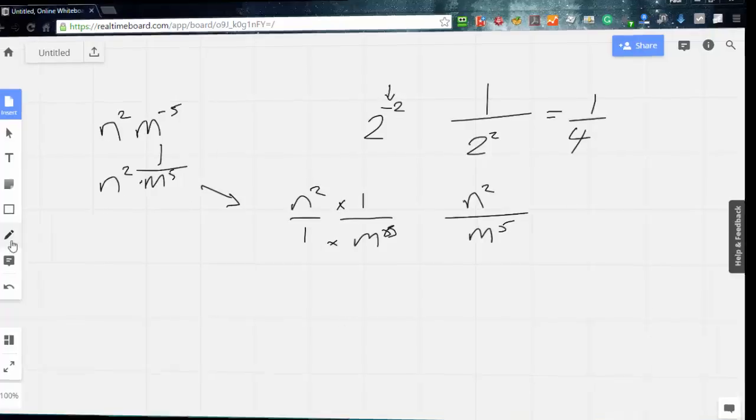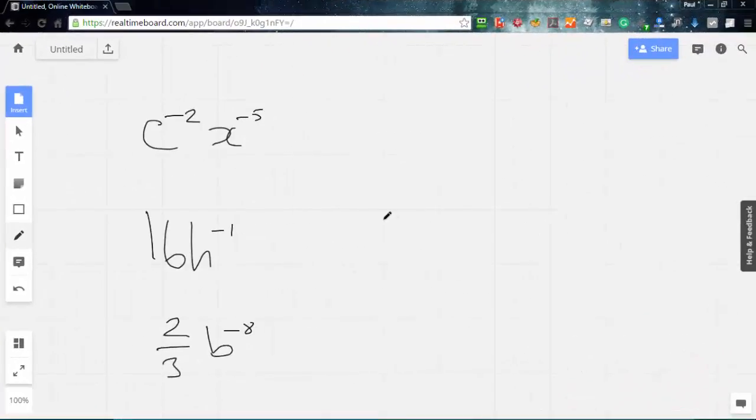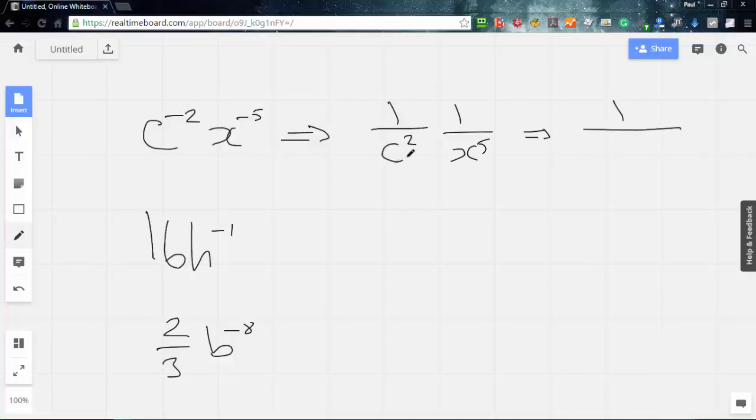So let's do another one. Okay, so here's 3 examples, and I'll just go through each of them. Again, c to the minus 2 just becomes 1 over c squared. x to the minus 5 becomes 1 over x to the 5. Multiply the two ones at the top, I get 1 over c squared x to the 5.